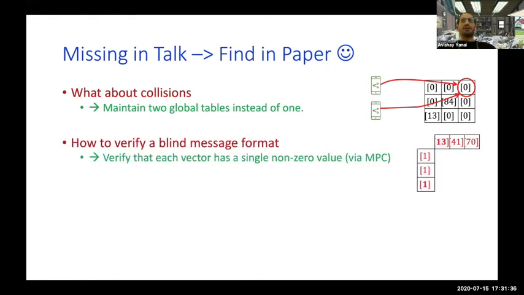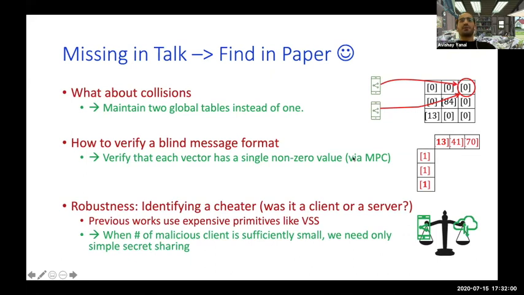The second thing is that a malicious client may send a malformed blind message that occupies many indices, which might lead to a denial of service attack, like if he writes to all entries in the global table. Now, to prevent that, the servers run an additional MPC to verify the validity of the blind message. However, this verification raises another problem, because when detecting an invalid blind message, we have to decide on whether the client was honest and some malicious server wanted to frame it, or the client itself was malicious. This decision is necessary in order to achieve robustness.